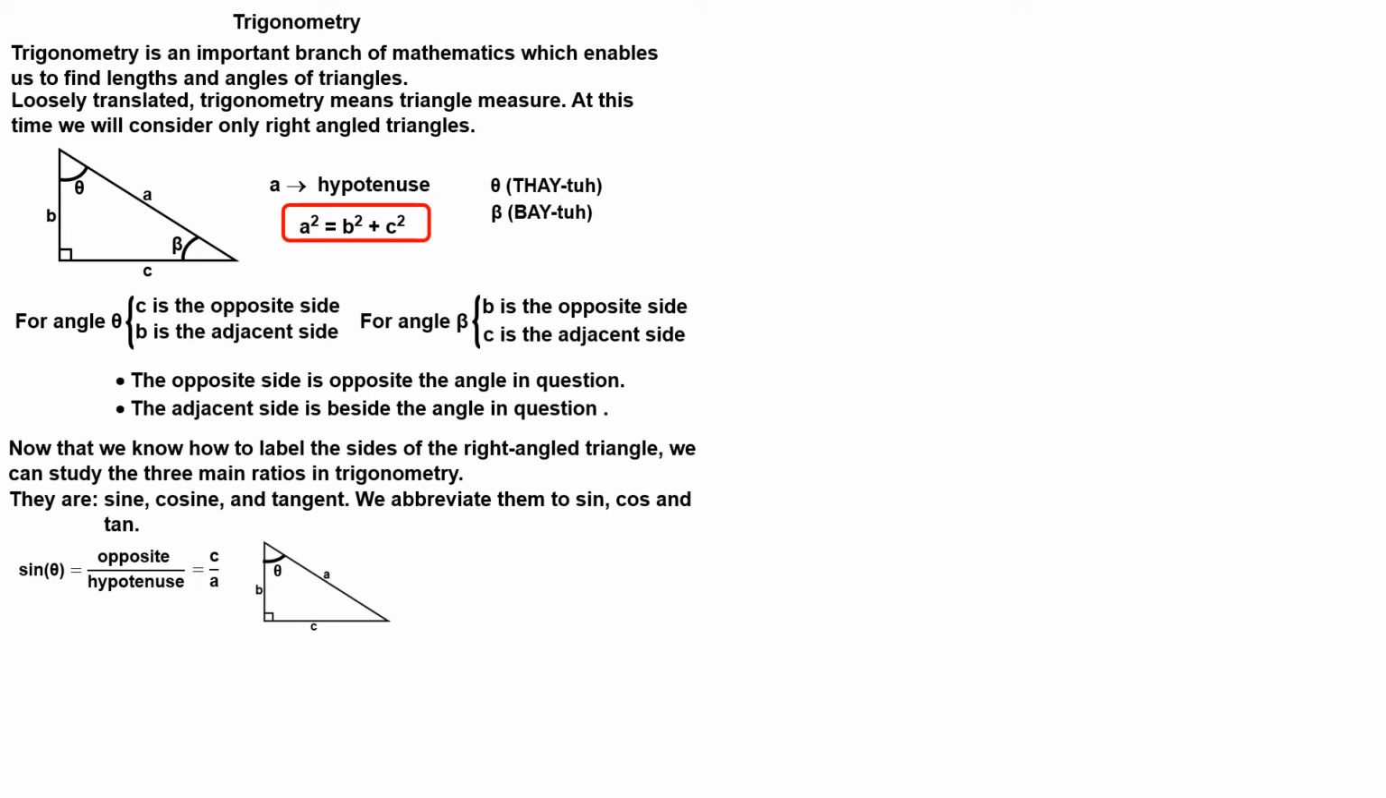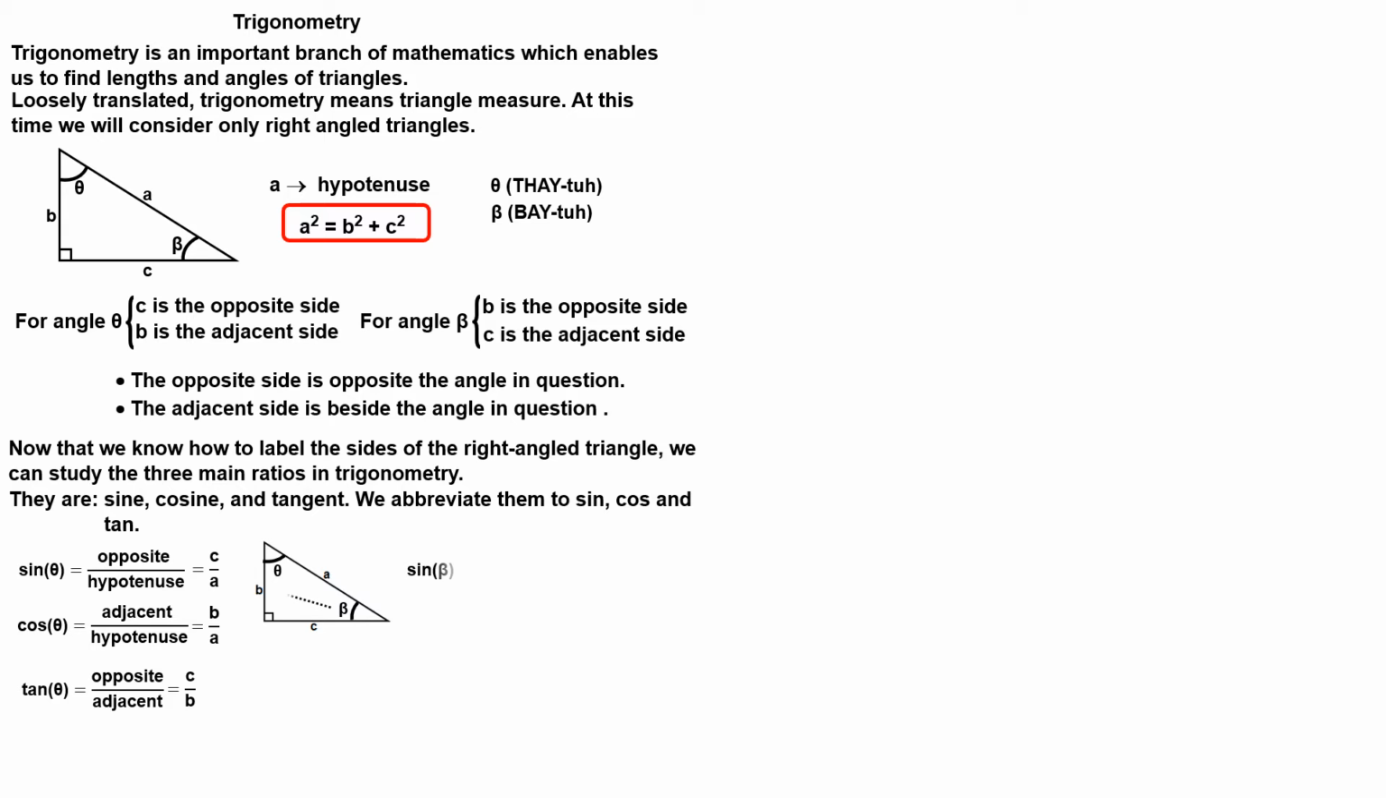Cosine of theta is side adjacent to theta over hypotenuse. Tangent of theta is side opposite angle theta over side adjacent to theta. For the angle beta, we can do the same. Take a look.